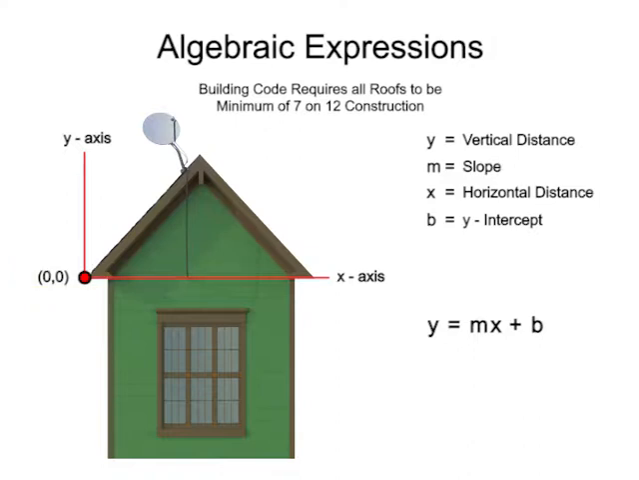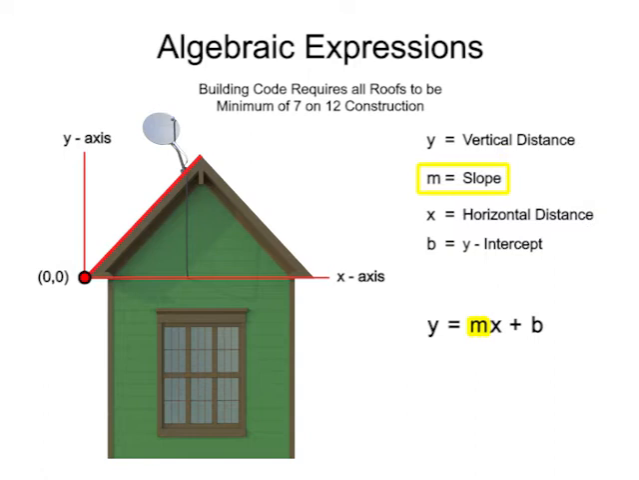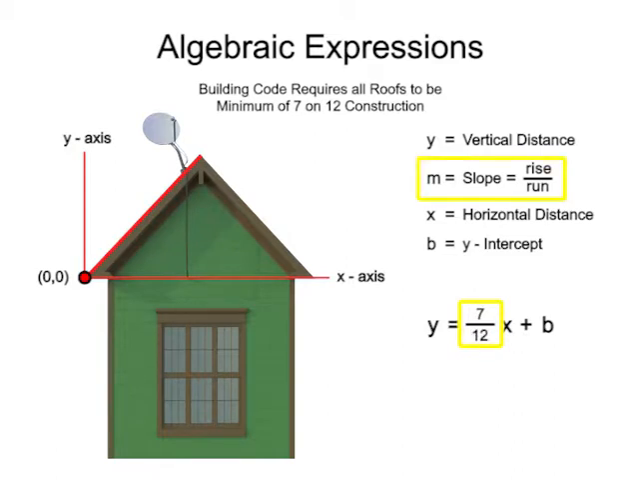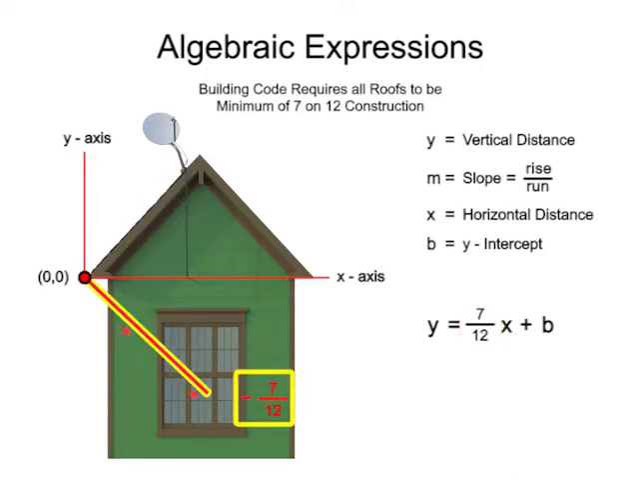Let's apply this format to the line that represents the slope of our roof. Start with y, which is the vertical distance we want to find. Next is the slope, m. Our slope is defined by the local code, which stated that for every 7 feet of rise, we need 12 feet of run. So the slope for the roof is 7/12. The line of the roof is sloping upwards away from the origin, so our slope is positive. If the line were sloping down and away from the origin, the slope would be a negative number.